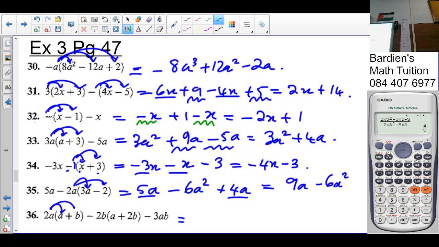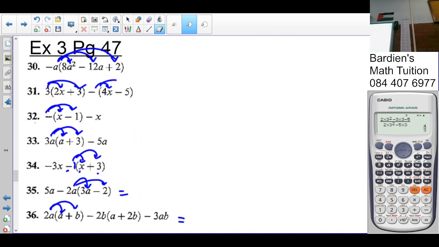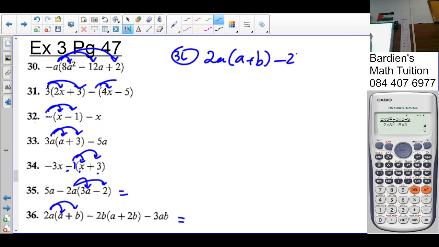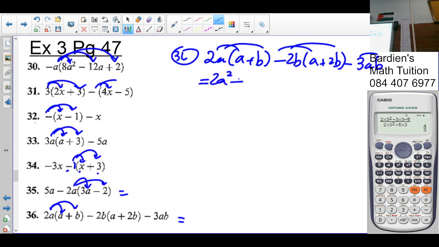Hi, Sana. You get rid of the brackets, multiply this out. So I'm going to write here the sum. So that's the 36. Right, so we're going to multiply the bracket in. 2a times a, 2a squared. 2a times b, 2ab. Minus 2b times a, 2ab. Minus 2b times 2b, minus 4b squared. Minus 3ab.